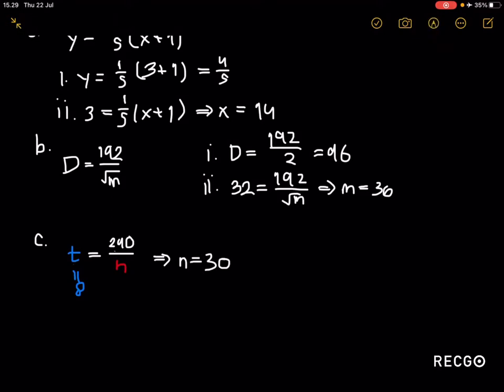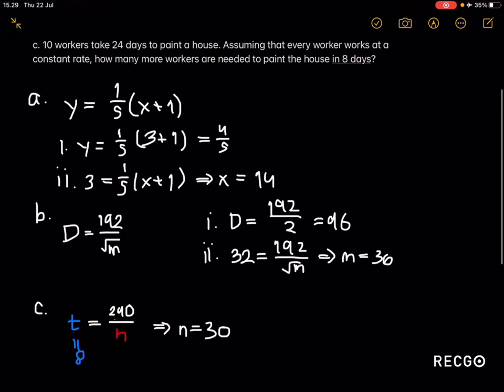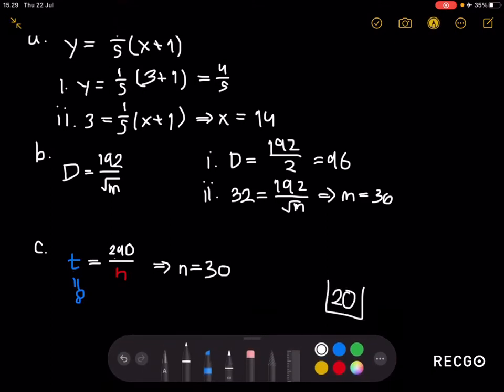But since the question is asking us how many more workers, we can take our new value of n being 30 and then subtract 10 from it to get a final answer of 20, which ends this video.